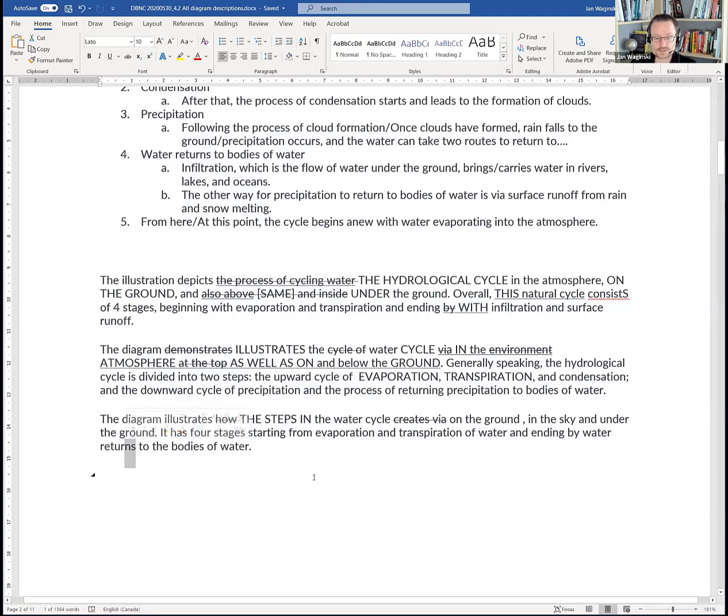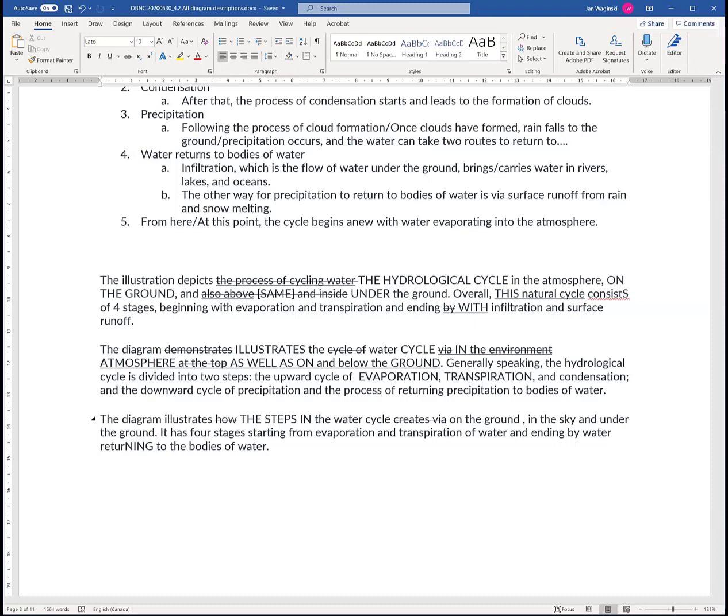Okay, you had to change the ending of this word. You mean the word return? Yeah, just the ending. You have to conjugate it differently. Water and ending by water coming back to the bodies of water? Yeah, or returning. Okay.